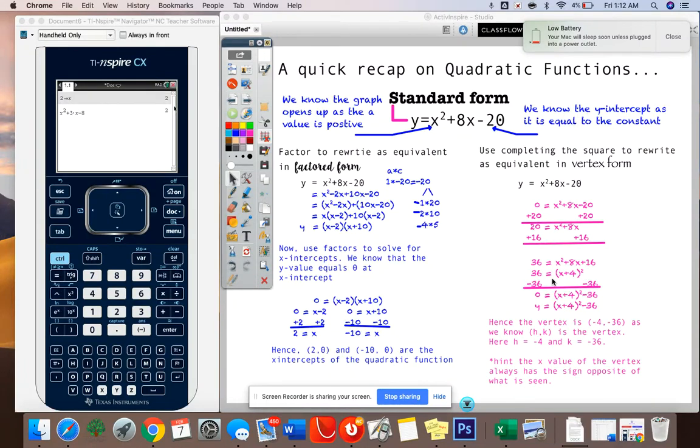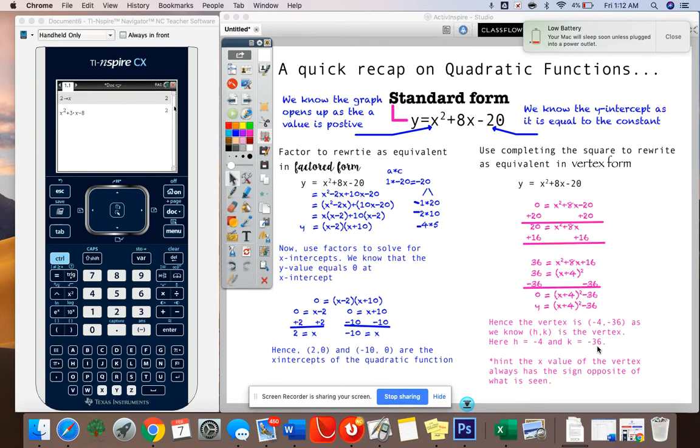After I've rewritten it, I can move my 36 back to the right side by subtracting 36 from both sides, which gives me 0 equals the quantity x plus 4 squared minus 36. Now I've simply replaced my 0 back with the y. Hence, we know the vertex is going to be negative 4 comma negative 36 as h comma k represents the vertex. Here, h is negative 4 and k is negative 36.